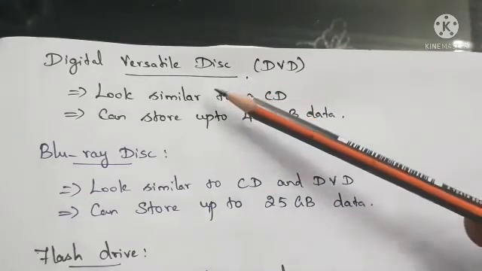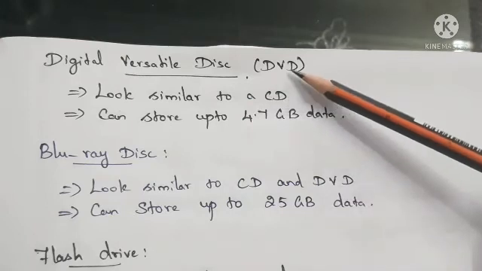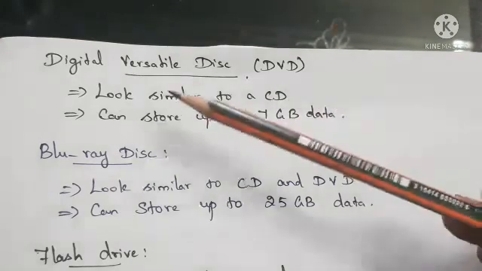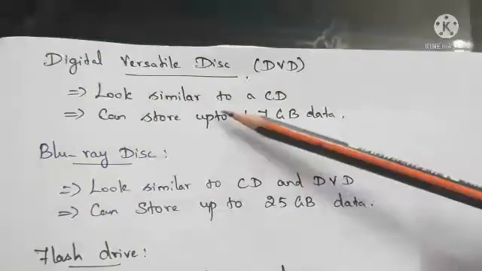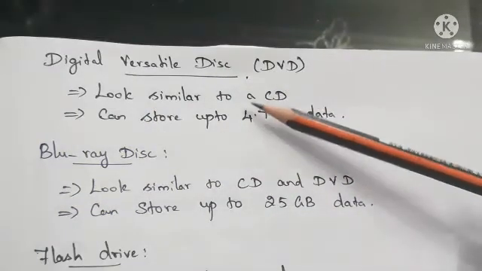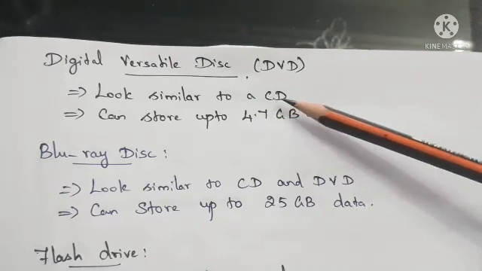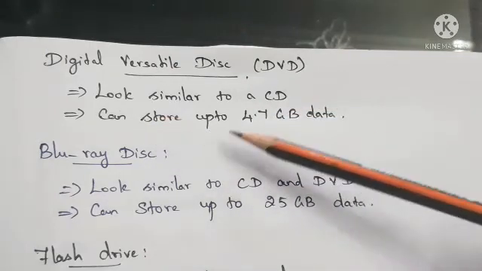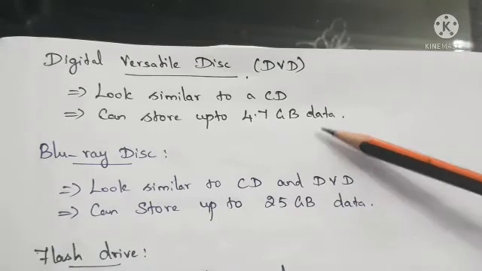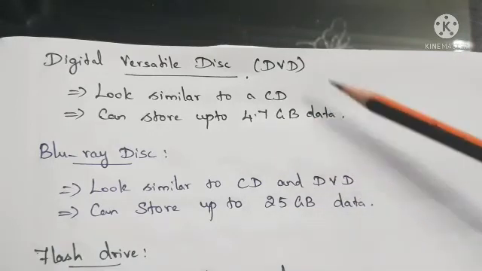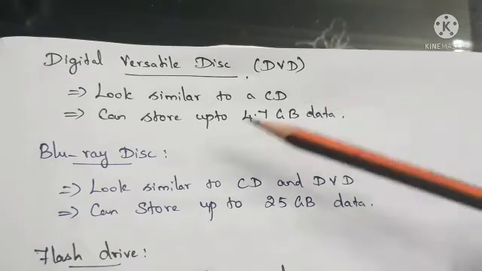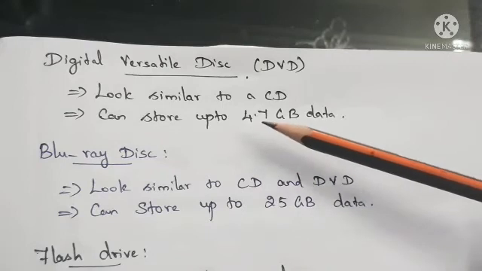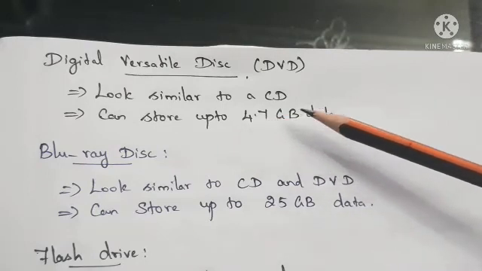Next example for the secondary memory is digital versatile disk, otherwise we will call it as DVD. It is similar to what, ma? CD. It looks similar to a CD, and it can store up to 4.7 GB of data. In CD we can store 700 MB of data, isn't it? But in the DVD we can store up to 4.7 GB of data.